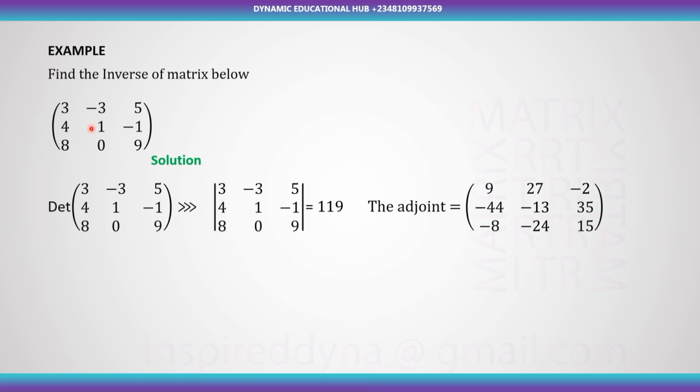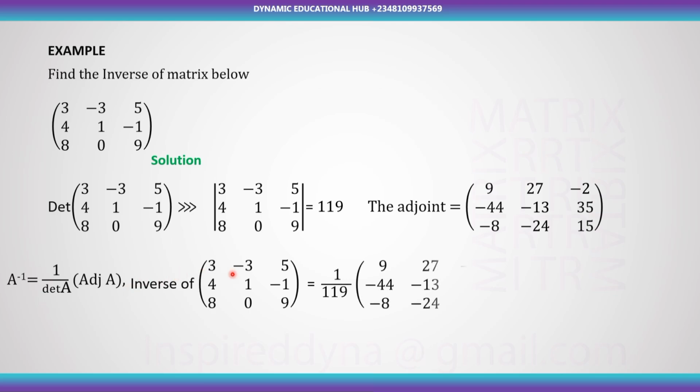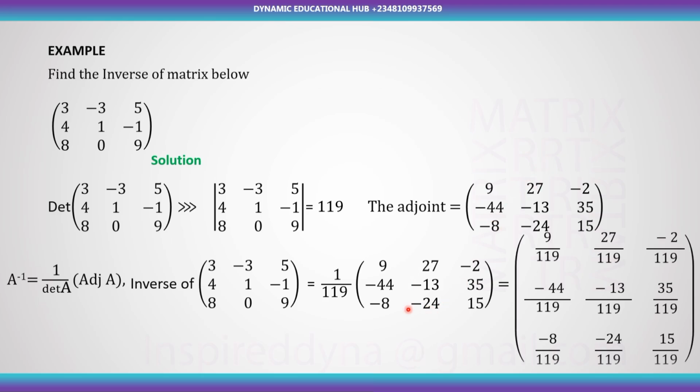The same question, I've solved the adjoint. So the adjoint is this as well. Now let's plug in our values. Don't forget that the inverse of a matrix is 1 over determinant of the matrix multiplied by the adjoint. So the inverse of this is going to be 1 over 119 multiplied by the adjoint. So when you do the scalar multiplication, you are going to get this.